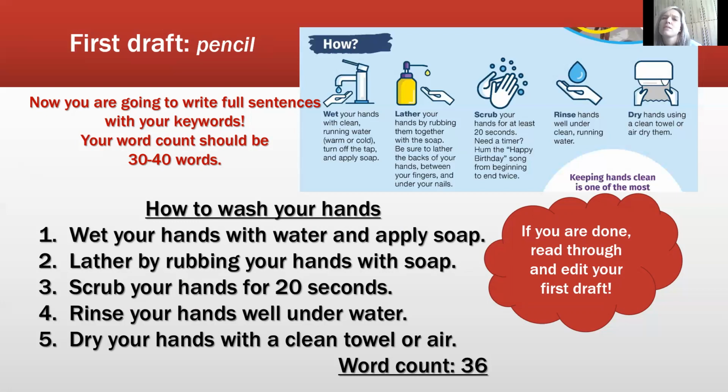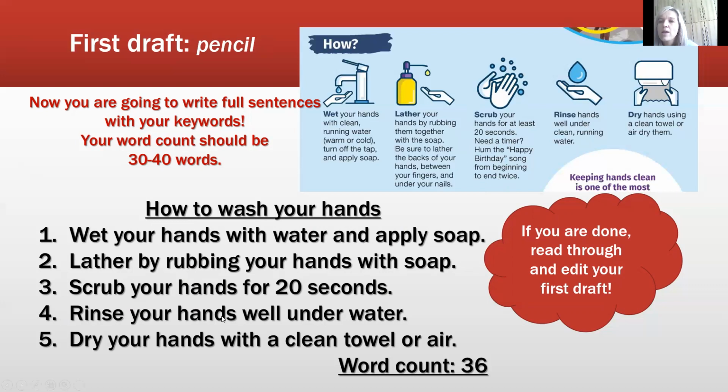Remember, if you write these sentences, it still needs to be a full sentence. You can't write down short sentences. The sentence needs to be a full sentence with a subject, a verb, and an object. Right. The third picture, the main idea is scrub. Scrub your hands for 20 seconds. If you go back to the picture, you'll see scrub your hands for at least 20 seconds. Need a timer, hum the happy birthday song from beginning to end twice. The main idea of that picture is you need to scrub your hands for 20 seconds. The next picture, rinse hands under clean running water.